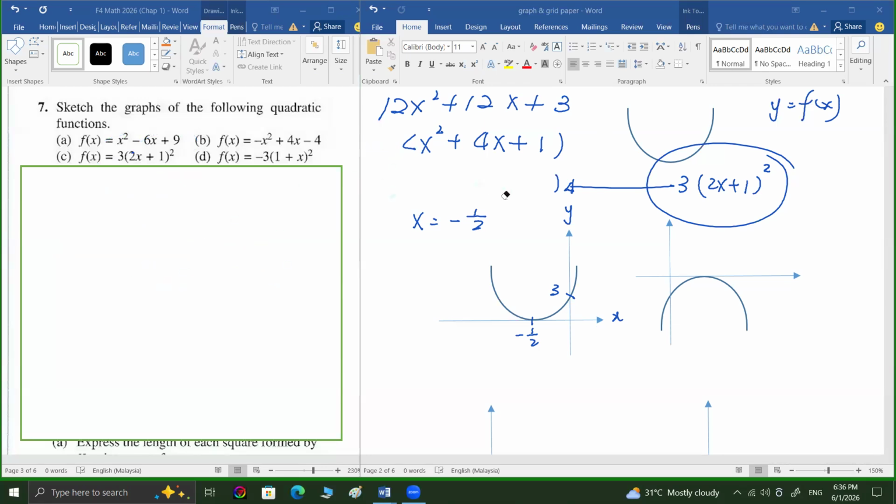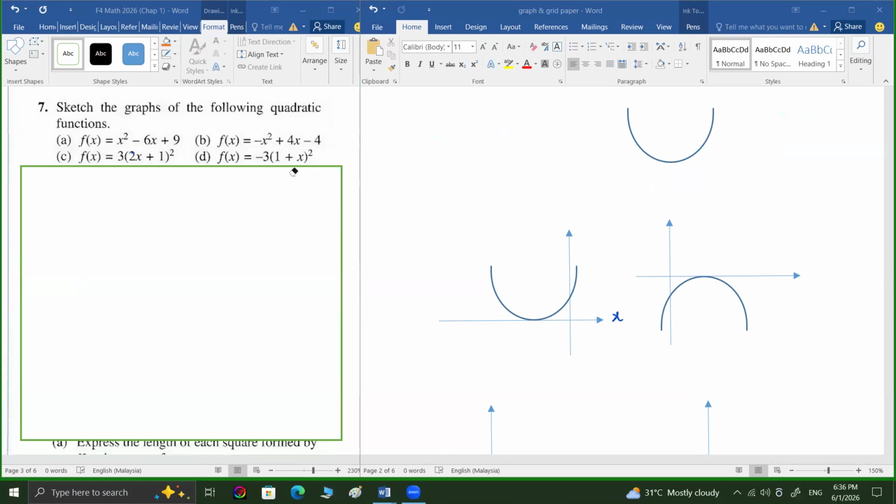So can you understand already how I get negative 1 over 2? Then how I get the y-intercept? Can you see the y-intercept? Okay, got it? Yeah? Okay, next. Any question to ask? Can all of you understand? Okay, now we go to D, class. And look at D.